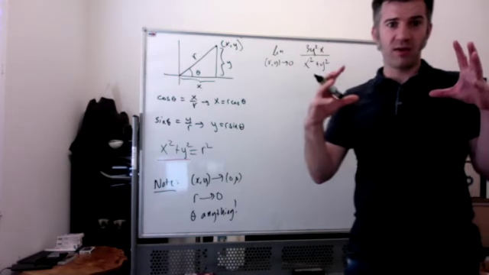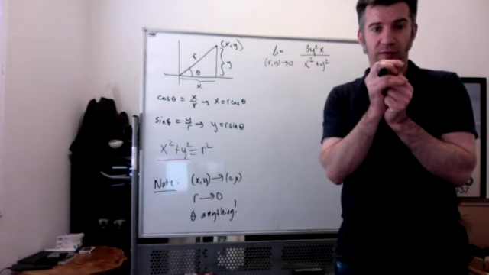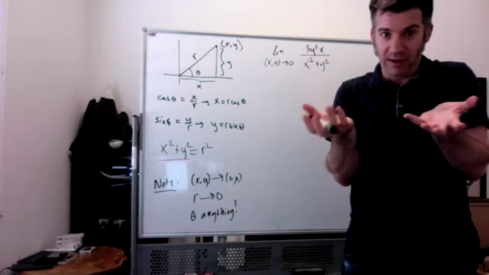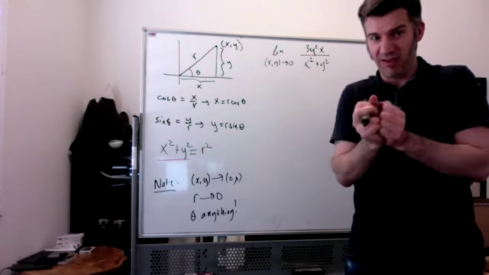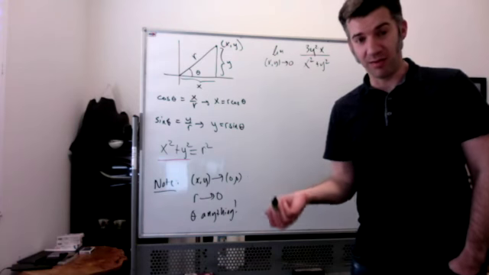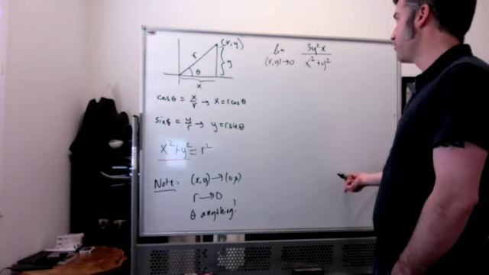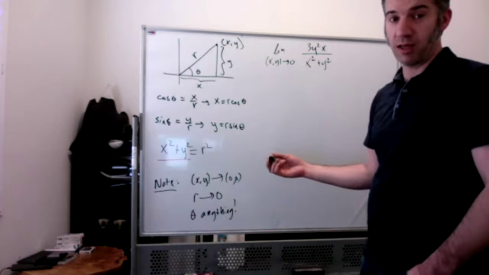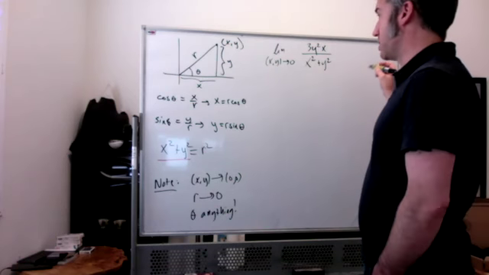If the radius is 0, it doesn't matter if you're going around this way or this way, right? If your radius is 0, your angle doesn't matter. But it does matter in helping us determine the limit. So let's try using polar coordinates to see what happens.